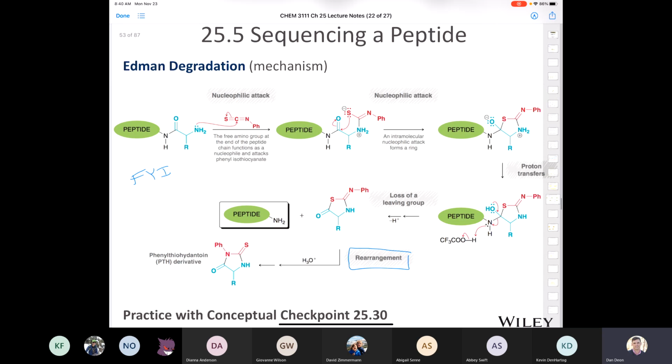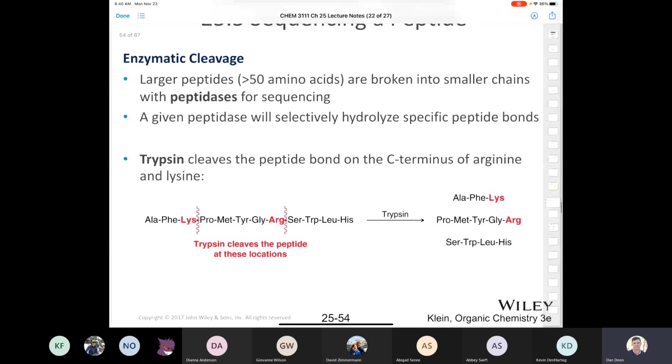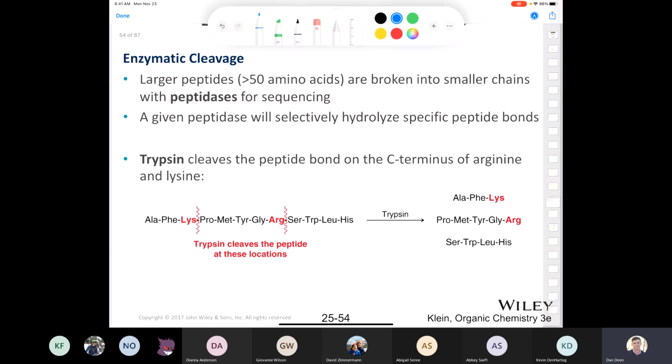But what if we have a peptide that's bigger than that? Well, larger peptides, having more than 50 amino acids, are going to be broken into smaller pieces or smaller chains using peptidases. When you study biochemistry, you'll learn about peptidases, which hydrolyze peptide bonds, and you'll learn about their structures. Now, we're just going to look at the names of a few peptidases. A given peptidase is going to selectively hydrolyze specific peptide bonds, and peptidases are designed by nature. So, for example, here's one peptidase. It's called trypsin, and the name is a historical name. It doesn't tell you anything about the enzyme.